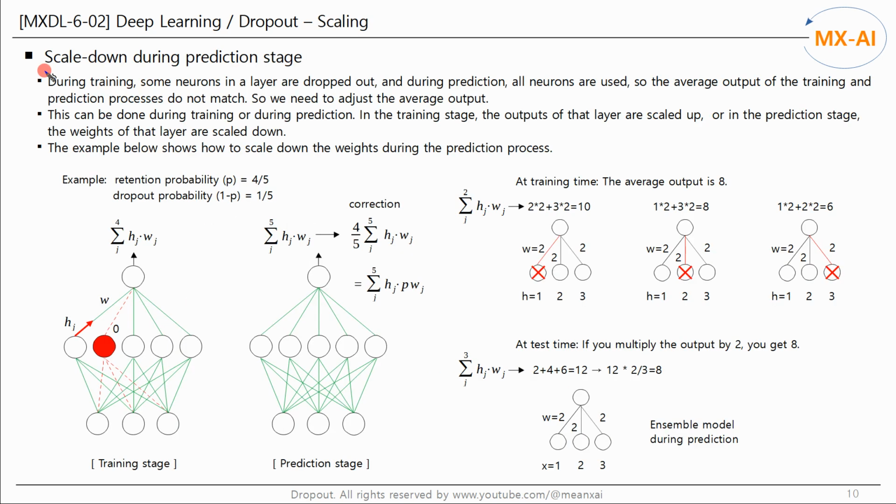Now, let's look at why scaling is needed in dropout and how it works. During training, some neurons in a layer are dropped out, and during prediction, all neurons are used, so the average output of the training and prediction processes do not match. So we need to adjust the average output. This can be done during training or during prediction. In the training stage, the outputs of that layer are scaled up, or in the prediction stage, the weights of that layer are scaled down. The example below shows how to scale down the weights during prediction.